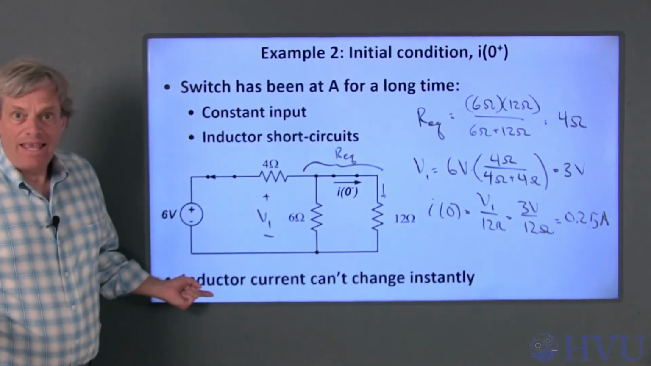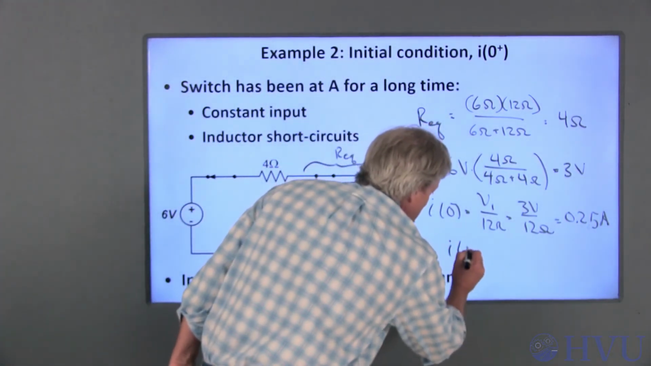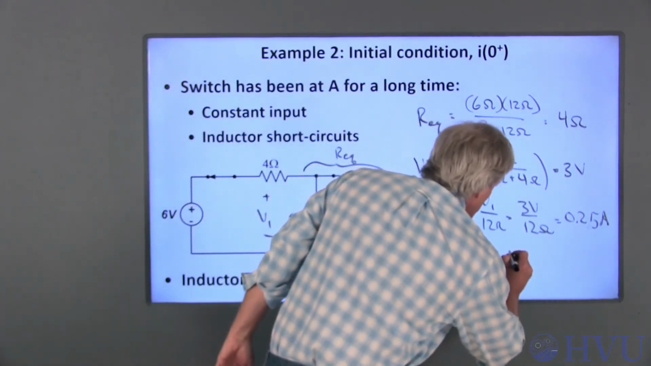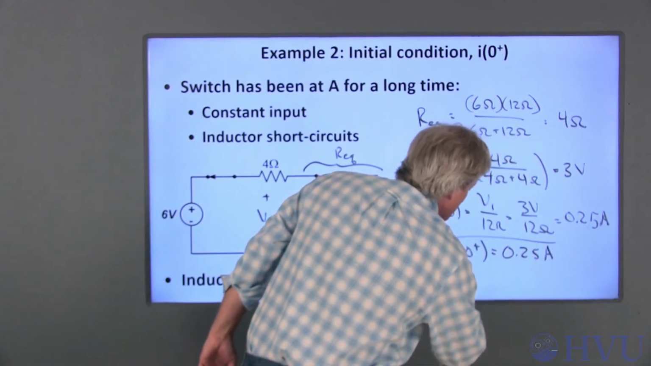Since the inductor current can't change instantaneously, this is also the current at time t equals 0 plus, which is the initial condition that we want. So at t equals 0 plus, the current is 0.25 amps.